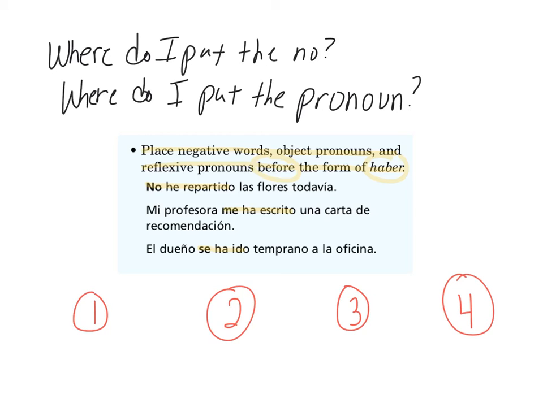So when I'm trying to figure out the order, when I have multiple things going on, first would come the no, and then the pronoun, and then the form of haber, and then lastly the participle of the verb. Like, no he repartido, or me ha escrito, or se ha ido. Or if I wanted to make this negative, it would be no se ha ido, etc.